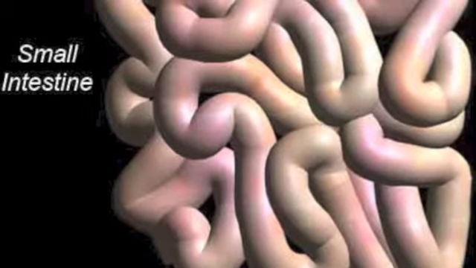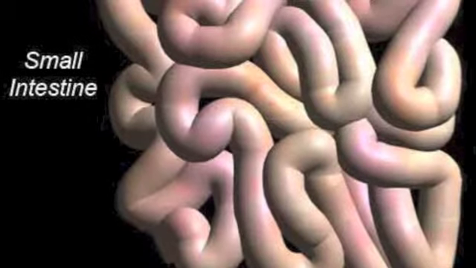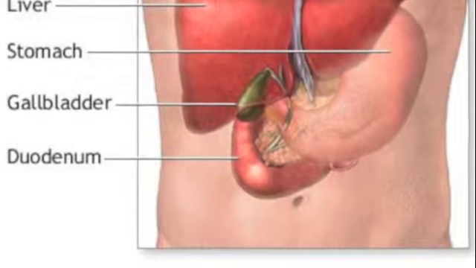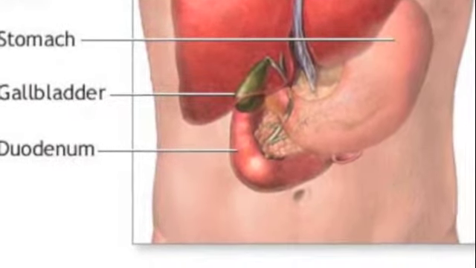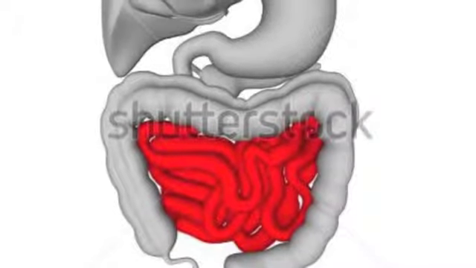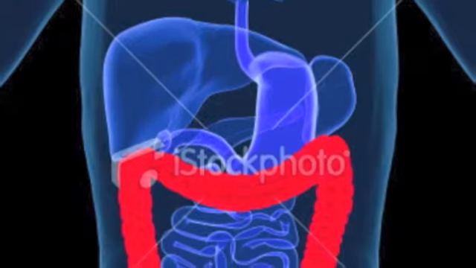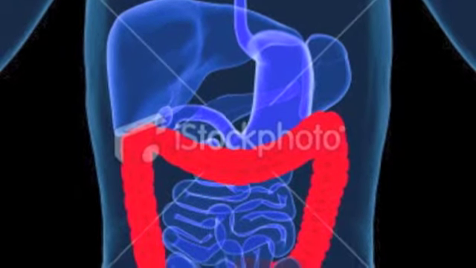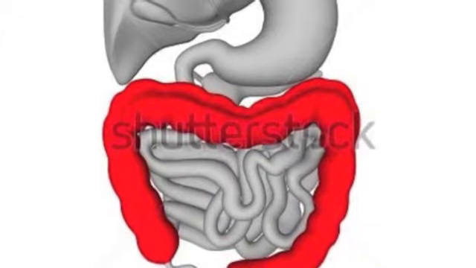In the small intestine, bile, produced by the liver and stored in the gallbladder, pancreatic enzymes, and other digestive enzymes produced by the inner wall of the small intestine help in the breakdown of food. After passing through the small intestine, food passes into the large intestine. In the large intestine, some of the water and electrolytes are removed from the food.